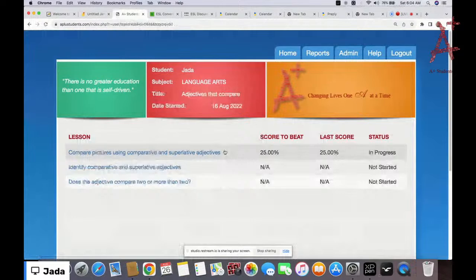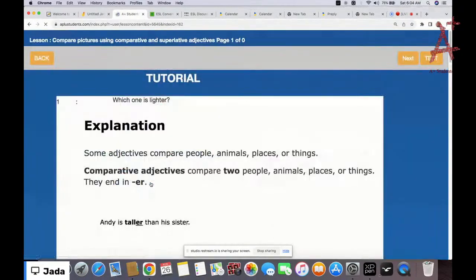Okay, so we'll take the lesson from grade 1 and we will have adjectives that compare. The first lesson will be compare pictures using comparative and superlative adjectives. Okay, so we need to note that some adjectives compare animals, people, places, or things.